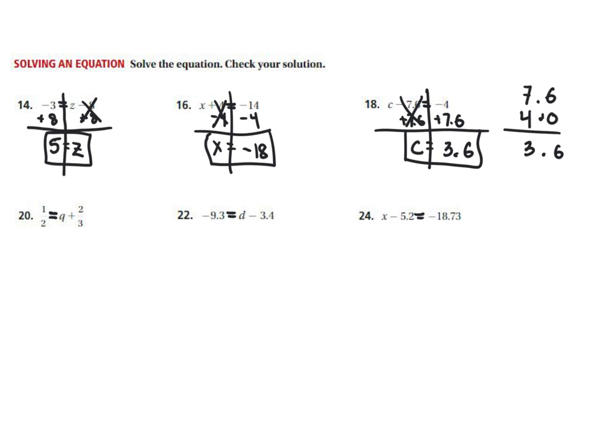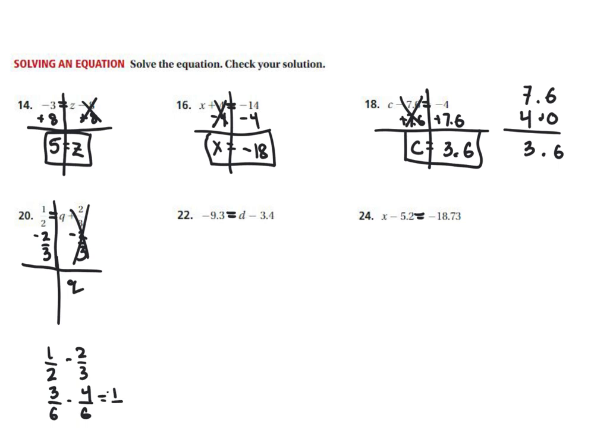Number 20, now we're dealing with fractions. So we're going to take away 2/3. 2/3 minus 2/3 cancels, so we're just left with Q. And then we have 1/2 minus 2/3. We can't do that because we don't have common denominators. So we'll just rewrite it as 3/6 minus 4/6. That is negative 1/6.